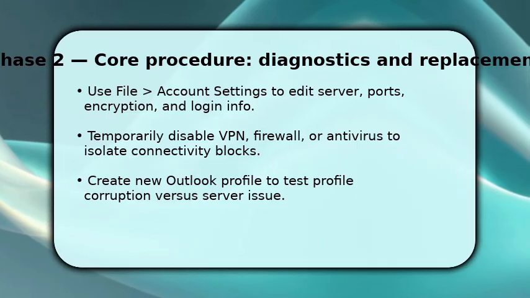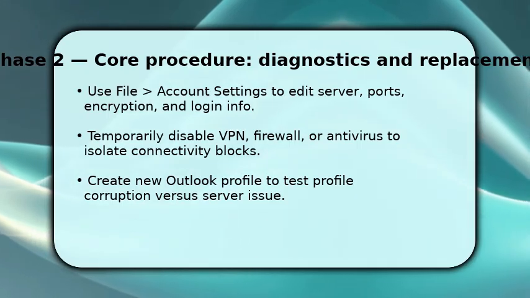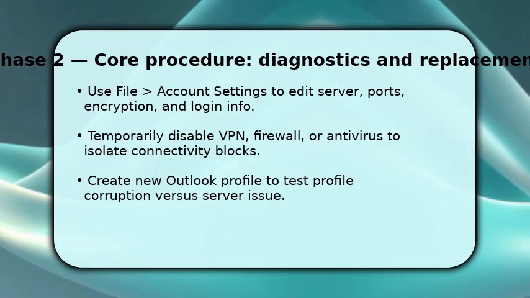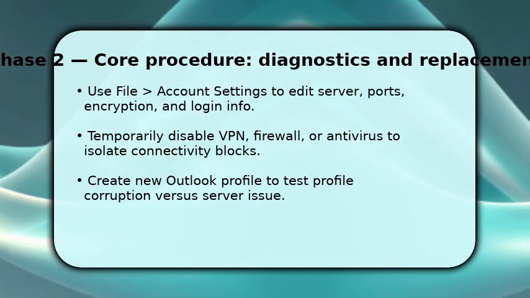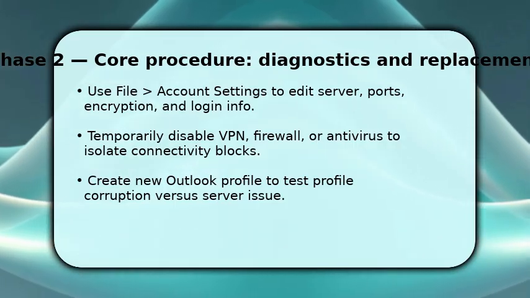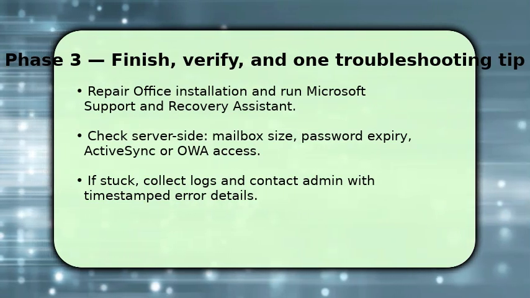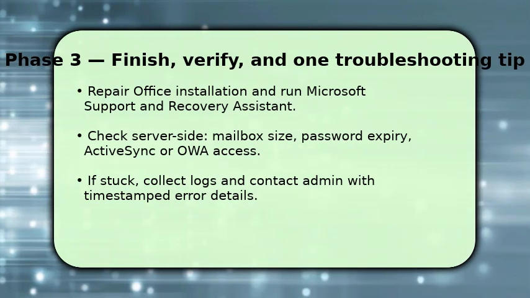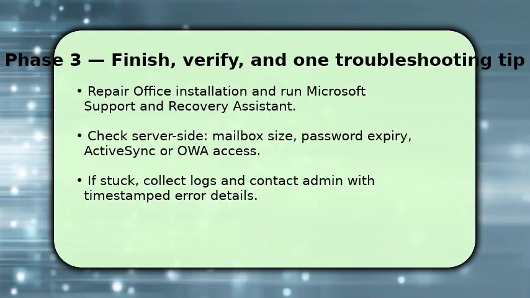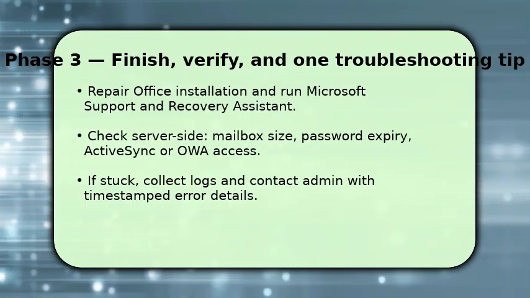If problems persist, make a new Outlook profile and set the account there. This proves whether the original profile is corrupted or the server settings are incorrect. To finish, repair your Office installation and run the Microsoft Support and Recovery Assistant to auto-fix common client issues, then test again. Also check server-side factors.